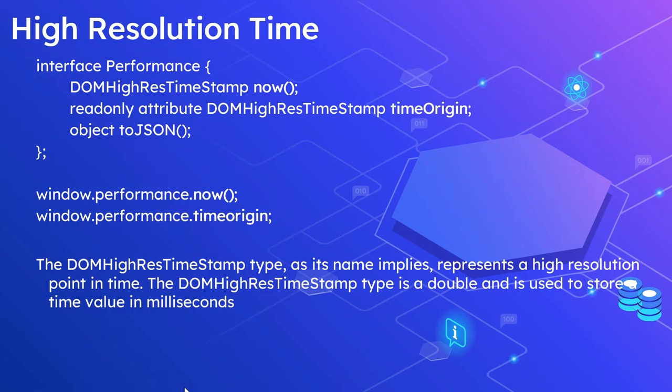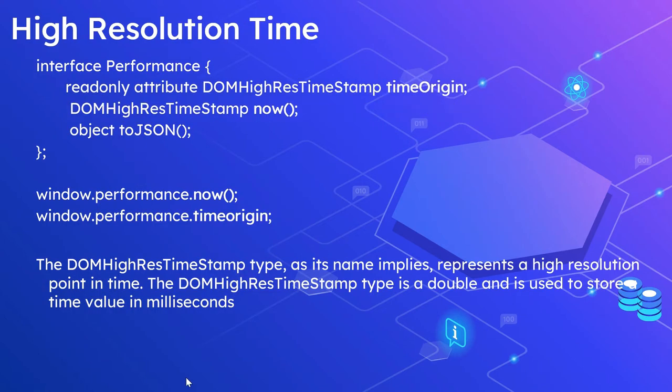Let us quickly see the API details. The first one is High Resolution Time API. So if you see here, there is an interface performance. It has an attribute time origin and returns DOM high response timestamp, then method now, and again it returns DOM high response timestamp, then another method toJSON.